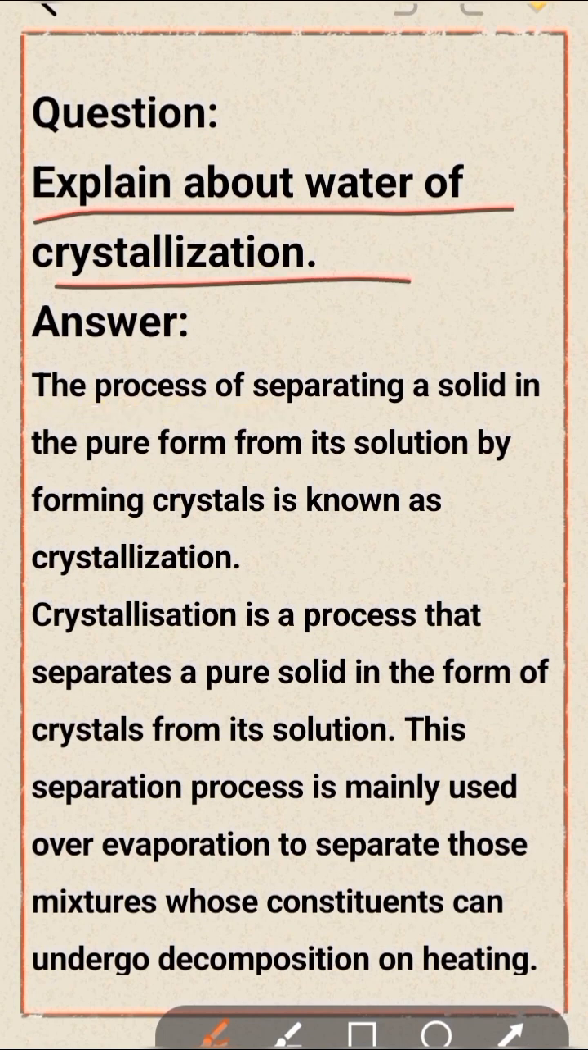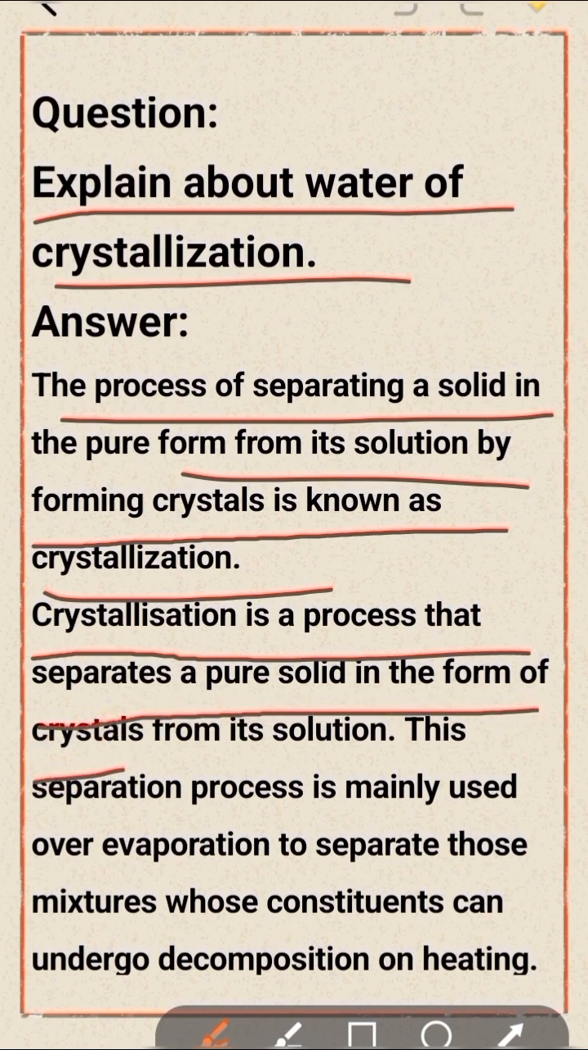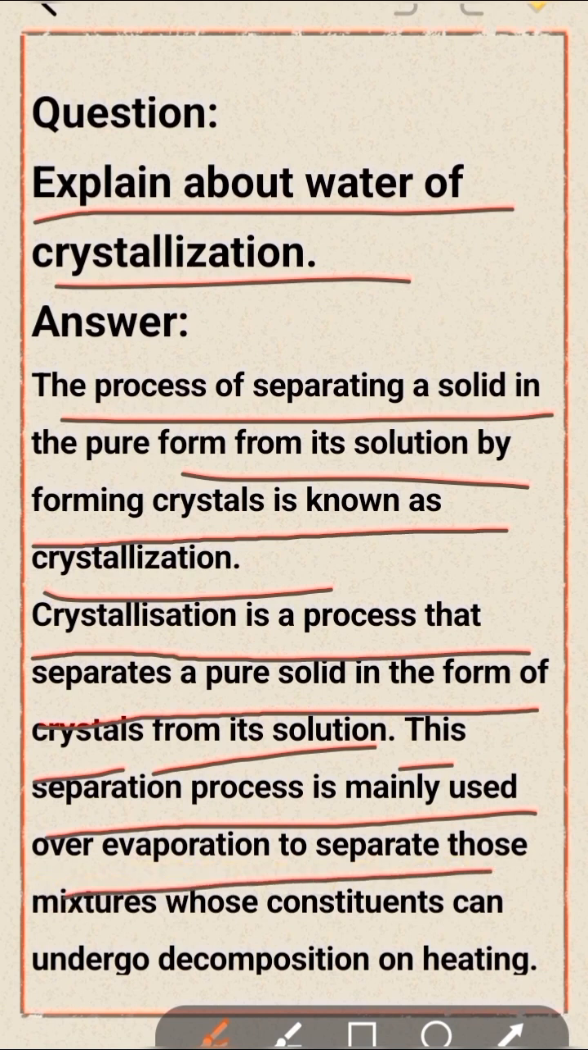The process of separating a solid in the pure form from its solution by forming crystals is known as crystallization. Crystallization is a process that separates a pure solid in the form of crystals from its solution. This separation process is mainly used over evaporation to separate this mixture, as those constituents can undergo decomposition on heating.